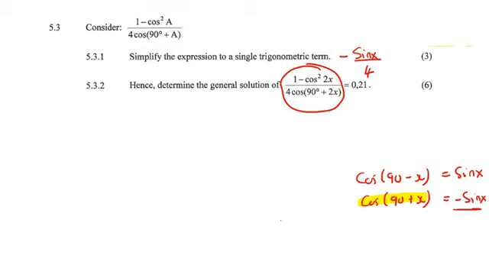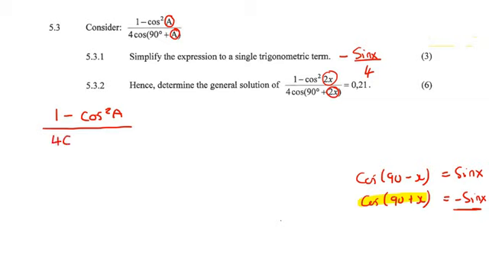So here they're using an A and an A. Here they're just using a 2x and a 2x. But besides that, everything is exactly the same, right? So we learnt in the previous question that 1 minus cos squared A over 4 cos of 90 plus A becomes minus sin A. Sorry, I apologize, I was using x's the whole time. We know that that turns into that.